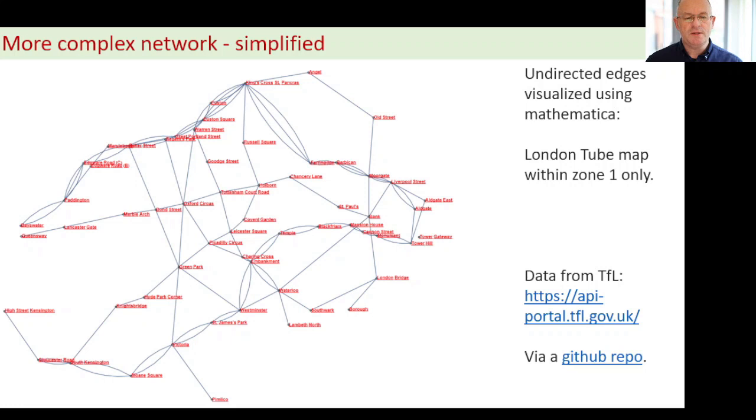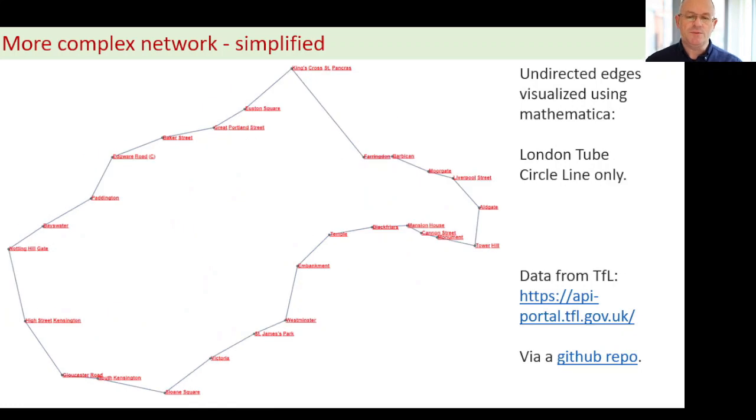And we can simplify this one level further. We can just pull out the circle line. So these are all the stations in the circle line and the edges connecting them. And this is plotted geographically. So each station is at its geographical latitude and longitude position. Topologically, it's no different to a circle, even though in practice the trains look like they're going to have to go around some quite sharp corners to get between stations.